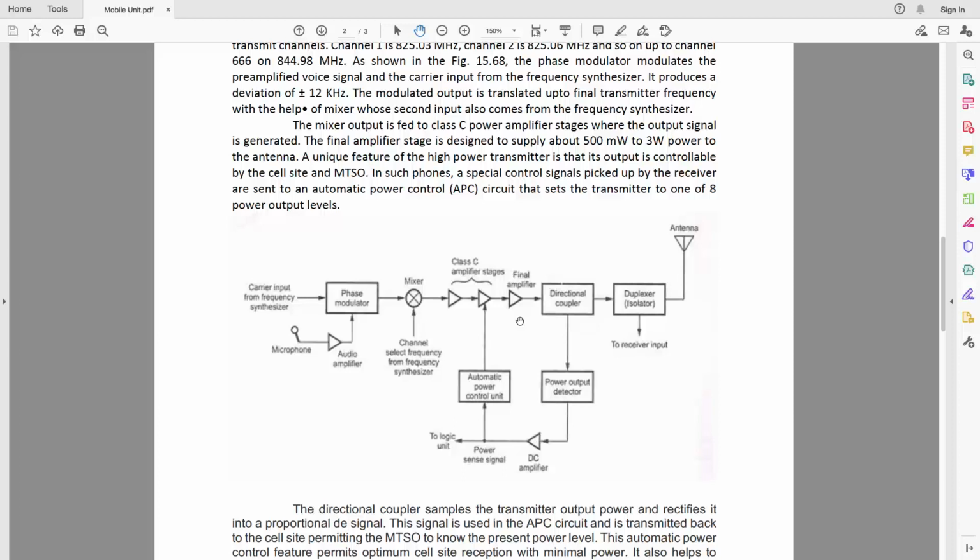And again, the final amplifier is used here to amplify the power of the signal sufficiently so that it can drive the further circuit. Then that signal is applied to a directional coupler. We are going to see what a directional coupler is in detail in further chapters. Then the signal from the directional coupler is applied to the duplexer.